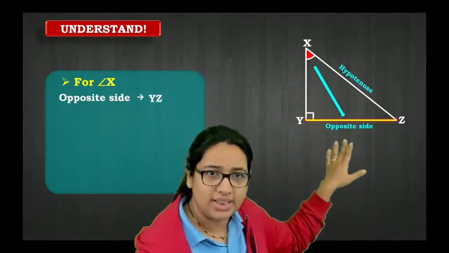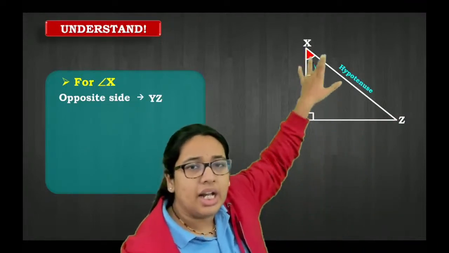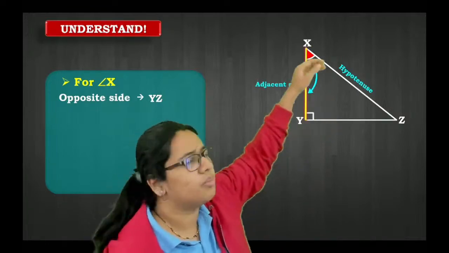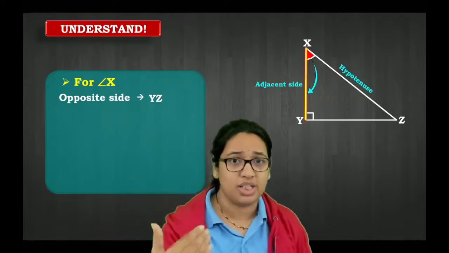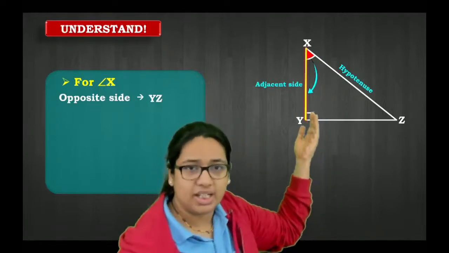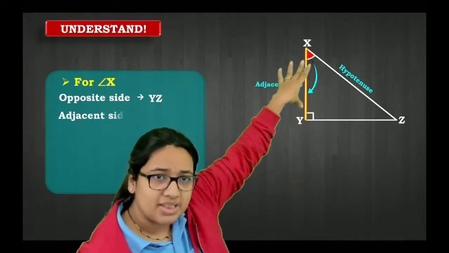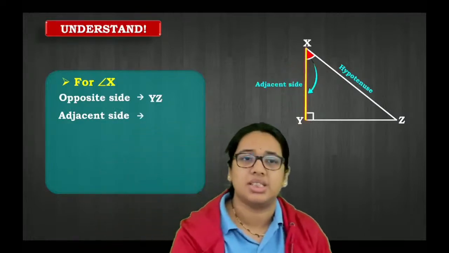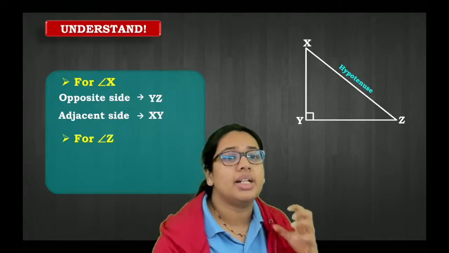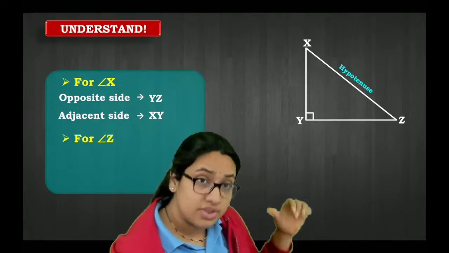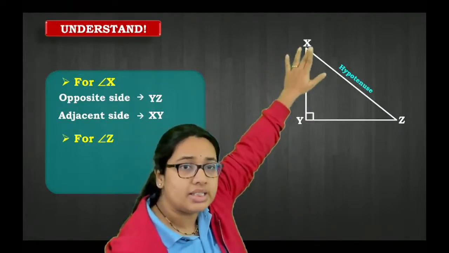For the measure of angle x, opposite side will be yz, and the adjacent side is nothing but, for the angle you are talking about, one side you will have is the hypotenuse, and whatever is the adjacent side, right? Okay, so this xy will be the adjacent side. yz will be the opposite side and xy will be the adjacent side for the angle x.